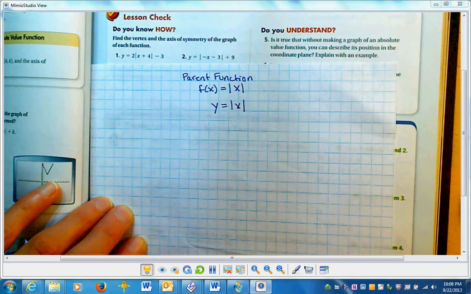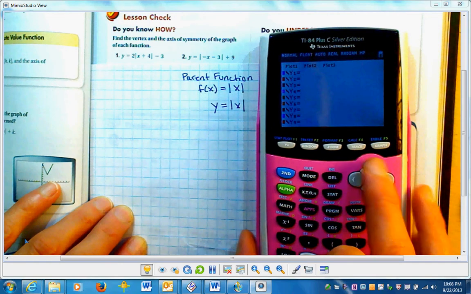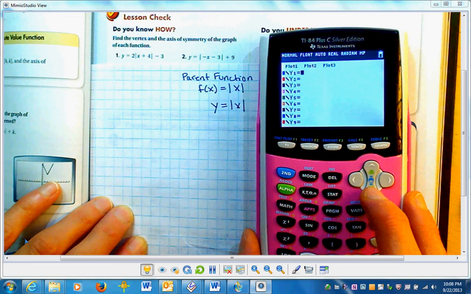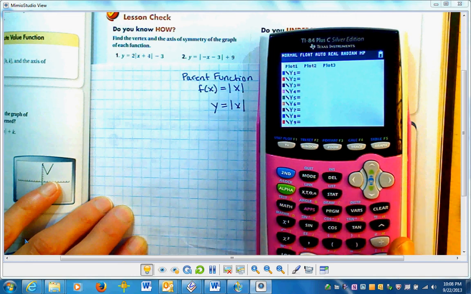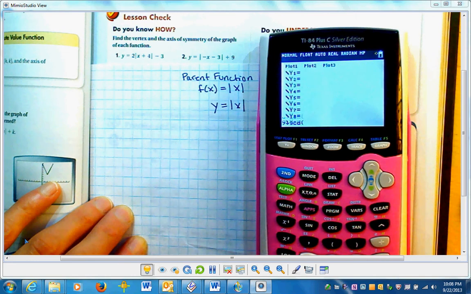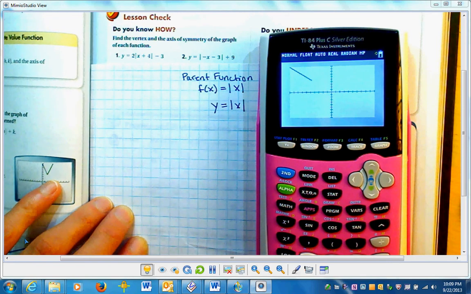Okay, so let's go ahead and graph the parent function. We're going to use our graphing calculator. I'm going to go up to y1 and I'm going to graph the absolute value. Math, number, absolute value, x. So let's just see what our parent function looks like when we graph it. Okay, so there it is.